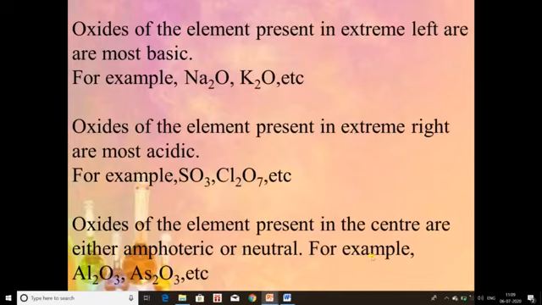Now, elements which are present in the center are either amphoteric or neutral. Amphoteric means which can show basic as well as acidic character. So the elements which are present in between the S block and P block elements are amphoteric or neutral in nature. Here we will take the example of arsenic and aluminium. But you will observe that these elements are also present in P block. Okay, so we are talking about extreme right and extreme left, and the elements which are present in between them.